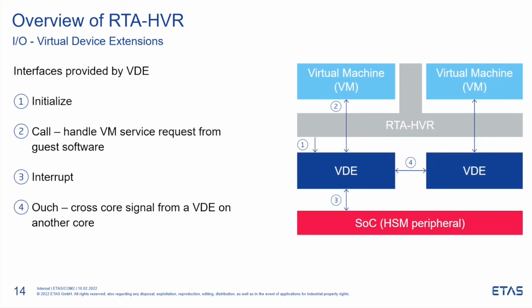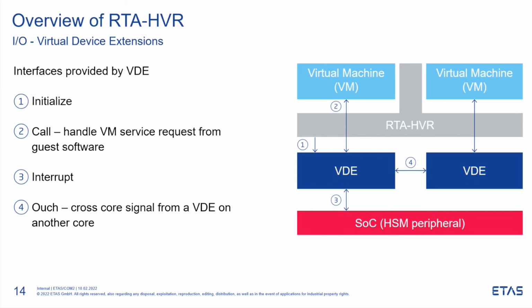The third class is handling interrupts and interactions with the underlying hardware. So if it's communicating with the underlying hardware, then it will be providing that interaction. And the fourth one is a poke ouch is the name of the interface.